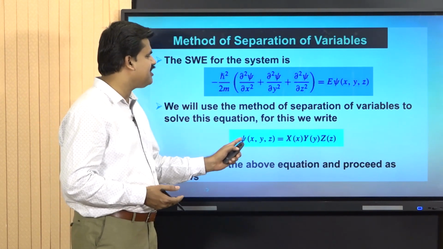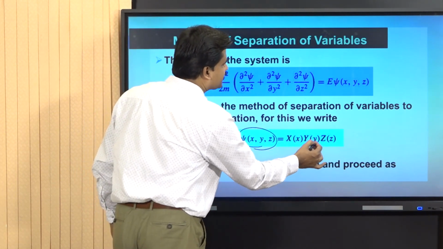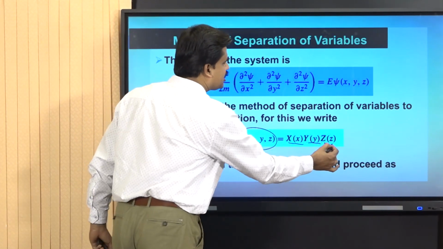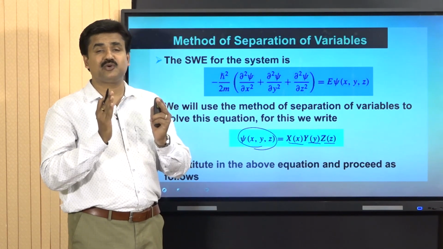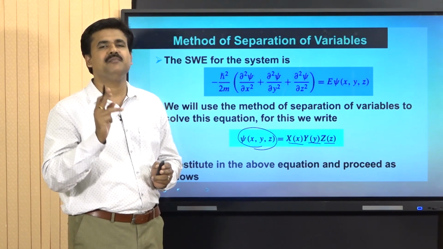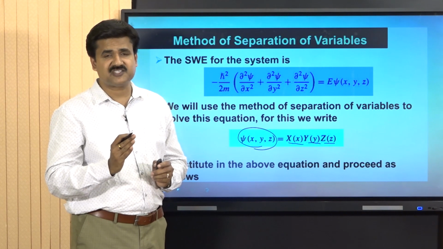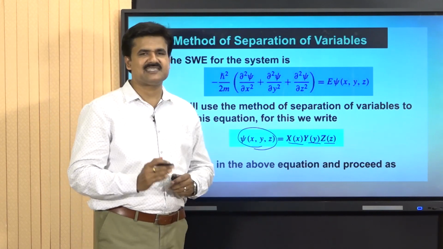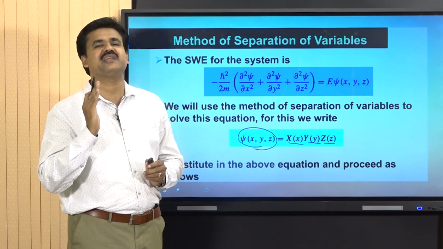We will use the method of separation of variables to solve this equation, and for adopting this method, first of all, we have to use this relation. That is, psi of x, y, z is a product of three components. That is, X of x into Y of y into Z of z. It should be noted that X of x represents the part of the total wave function which depends on variable x only. Similarly, Y of y represents the part of the wave function which depends on the y coordinate or y variable. Finally, Z of z represents the part of the wave function which depends on the z coordinate or z variable.